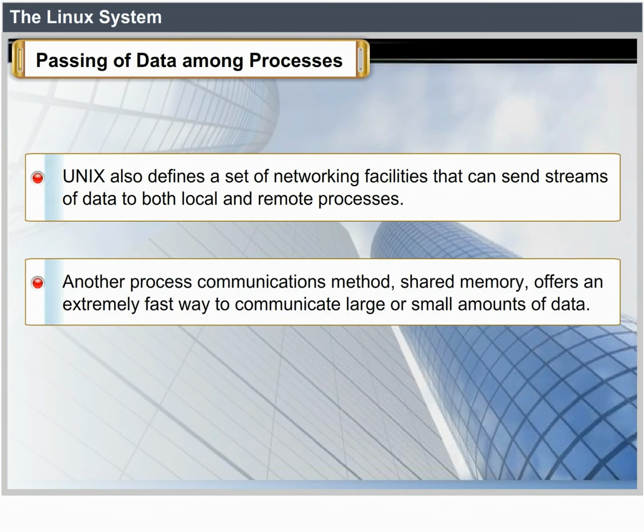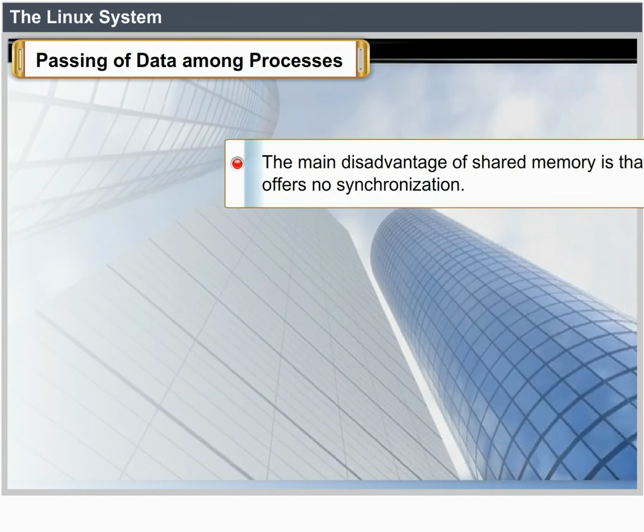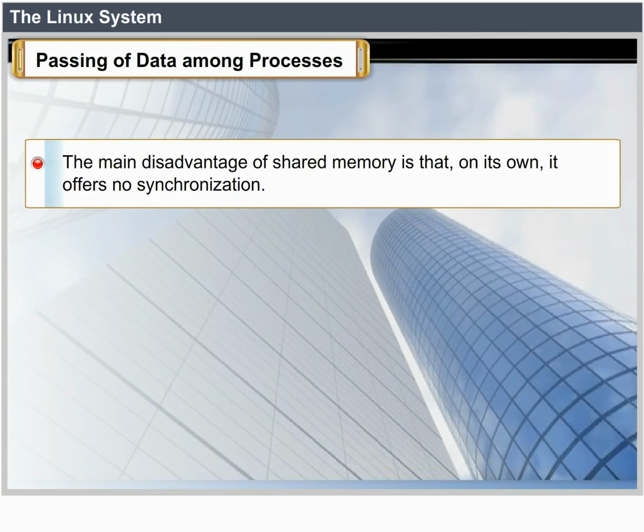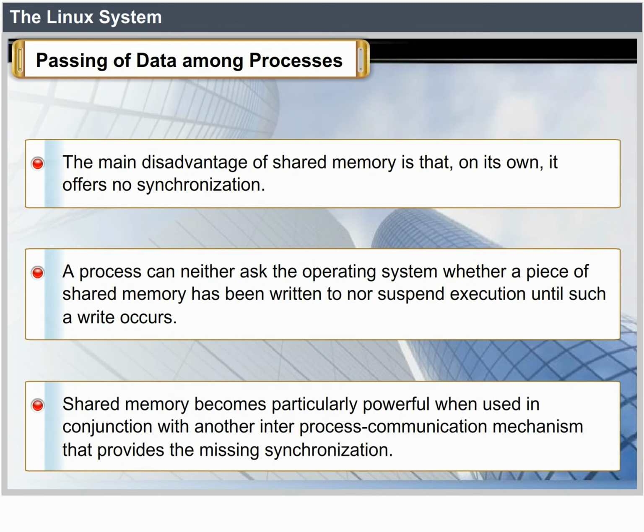Another process communications method, shared memory, offers an extremely fast way to communicate large or small amounts of data. Any data written by one process to a shared memory region can be read immediately by any other process that has mapped that region into its address space. The main disadvantage of shared memory is that, on its own, it offers no synchronization. A process can neither ask the operating system whether a piece of shared memory has been written to nor suspend execution until such a write occurs. Shared memory becomes particularly powerful when used in conjunction with another interprocess communication mechanism that provides the missing synchronization.